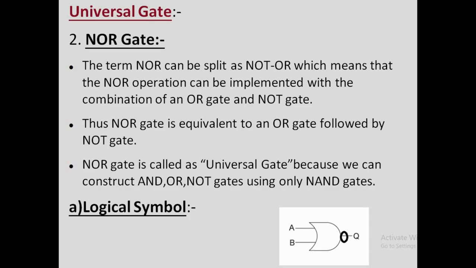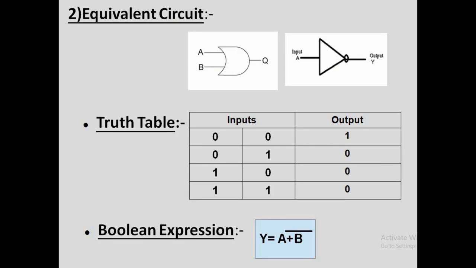Now, the logical symbol of the NOR gate. A, B are the inputs. The shape of the NOR gate is the same as the OR gate. Only one change is that a bubble is added at the output side. Next is the equivalent circuit. It consists of an OR gate and a NOT gate.